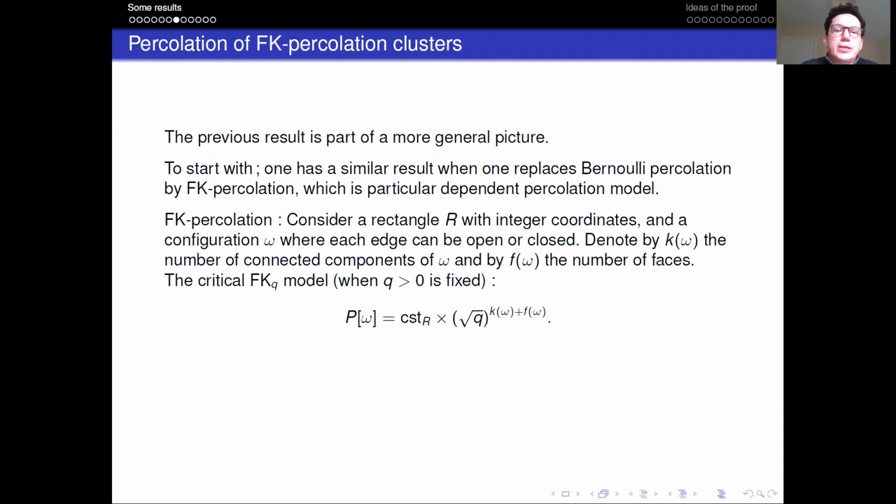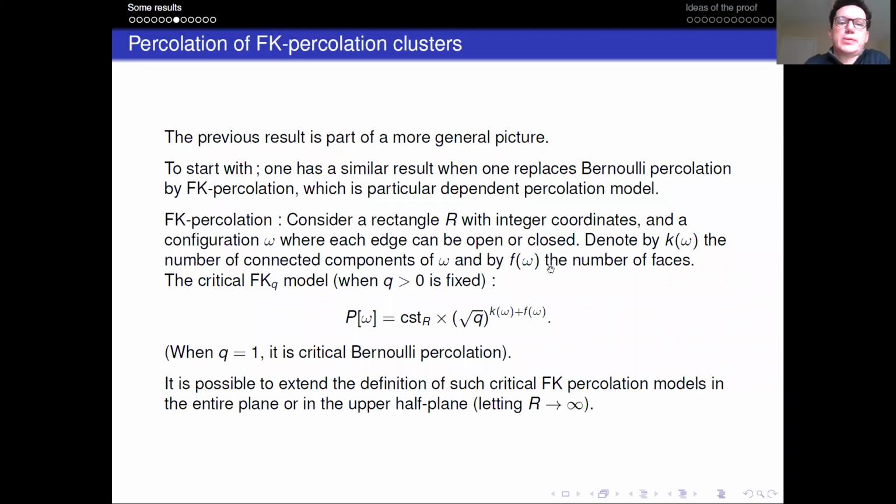And then you assign a weight to each configuration omega, which is proportional to square root of q, where q is a parameter in the FK model, to the power k of omega plus f of omega. So here, this is the critical FK model with parameter q in a finite box. And where q is equal to 1, all configurations have the same probability, which means that you're just looking at critical Bernoulli percolation. And it is possible to extend the definition of such critical FK percolation model in the entire plane or in the upper half plane by letting the size of the box go into infinity.